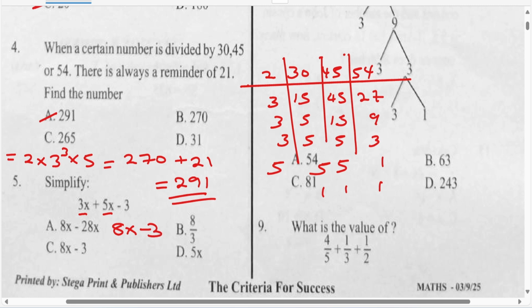Na wanafunzi wengi wafanya hii misconception where they think that 8x will subtract kwa 3 and then they get 5x, which is very wrong. So 8x minus 3 is just 8x minus 3, it stays the same. When you say 2x plus 2, it's just 2x plus 2. It's not 4x. So that is your answer.